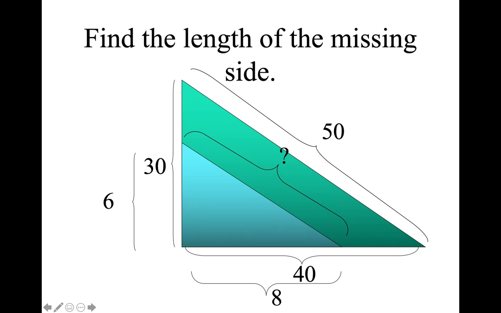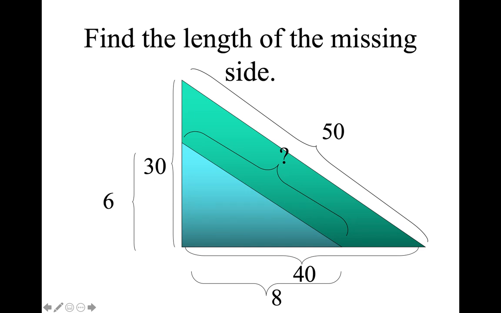So how am I going to figure out what I have to do? Well, one way is see if there's a whole number scale factor that you can figure out. How would you get from 30 to 6? Or from 40 to 8? If I divide 30 by 6, I get 5. 40 divided by 8 is 5.